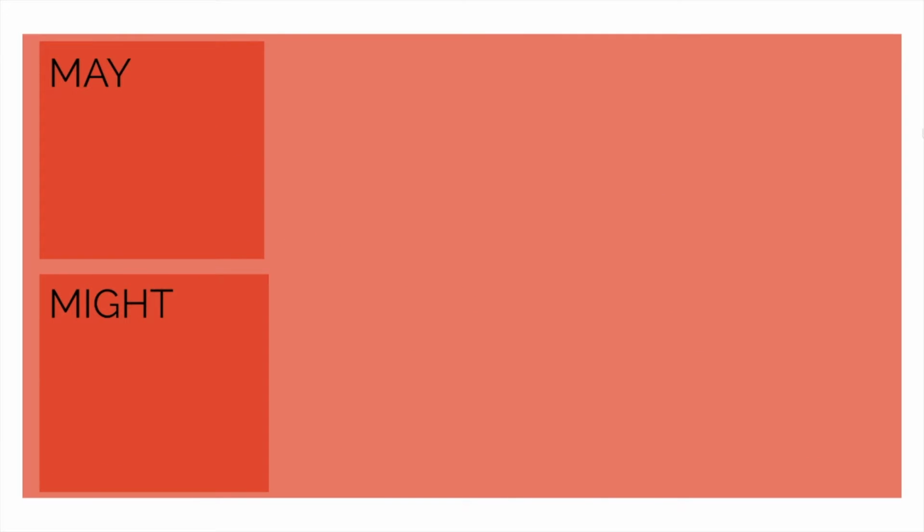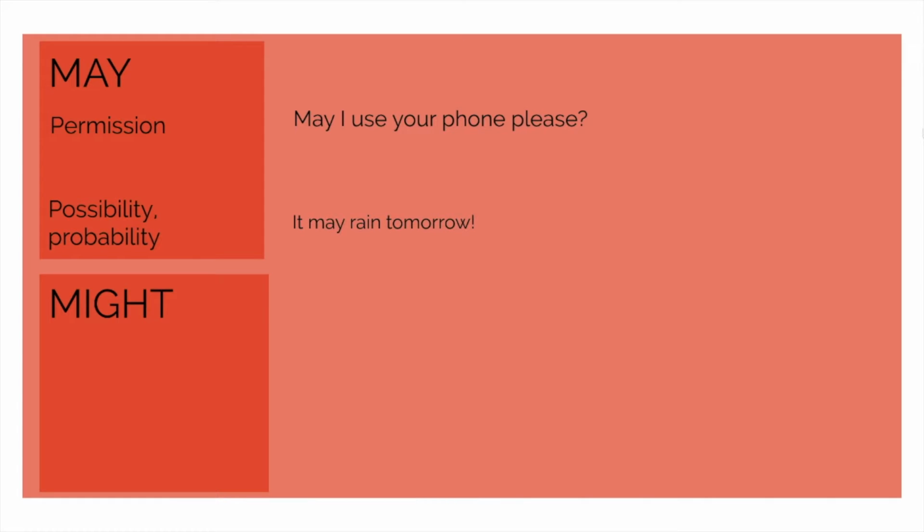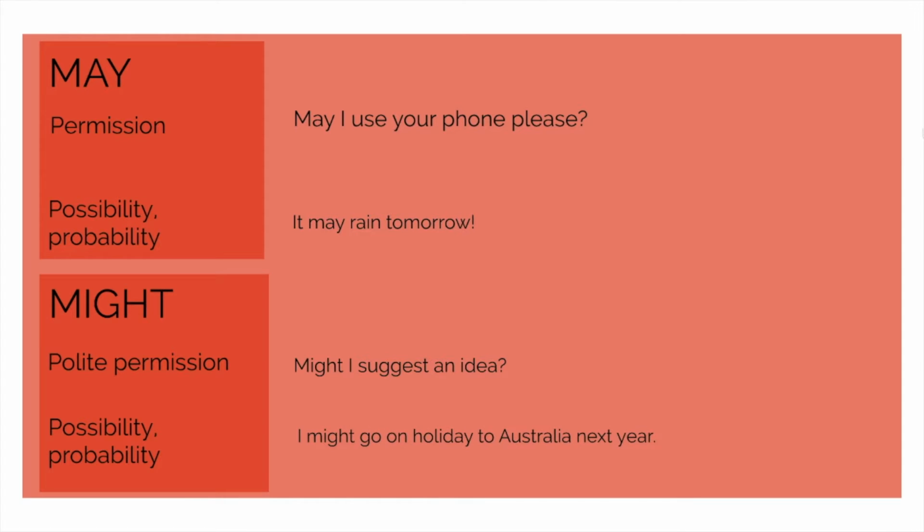May and might also express different things. May can express permission. May I use your phone, please? Or possibility or probability. It may rain tomorrow. Might can express polite permission. Might I suggest an idea? Or possibility or probability. I might go on a holiday to Australia next year.